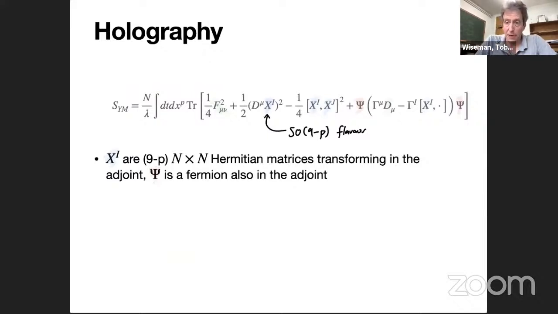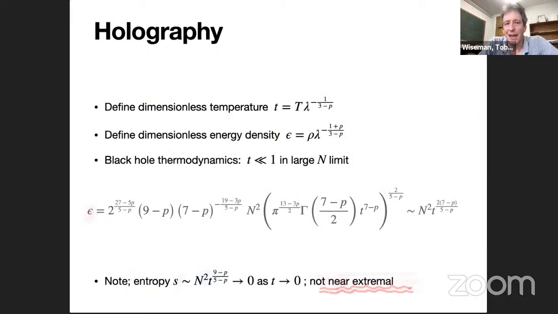So the theories are very explicit. One can write them down. There's some simple field theory. You have 9 minus p scalar matrices that transform in the adjoint, the N by N matrices. And you have some fermions as well that transform in the adjoint, and a gauge field. This is gauged. But in principle, it's extremely well-defined.